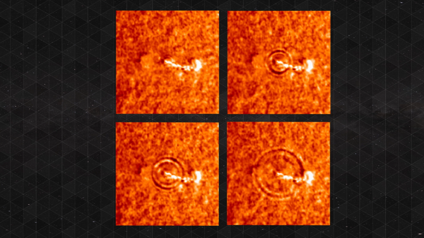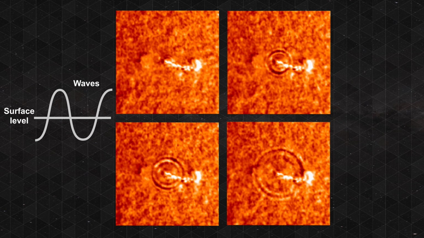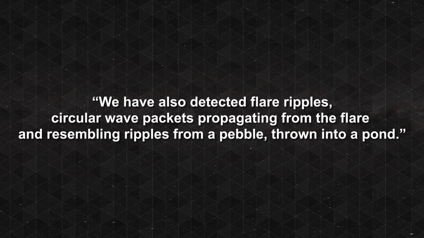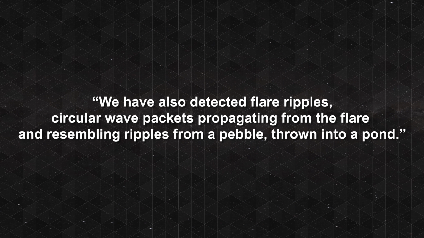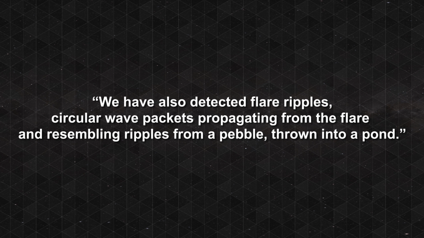These rings appear to represent transverse surface waves, exactly like a rock thrown onto the surface of a pond would produce. In fact, the authors wrote, "We have also detected flare ripples, circular wave packets propagating from the flare and resembling ripples from a pebble thrown into a pond."